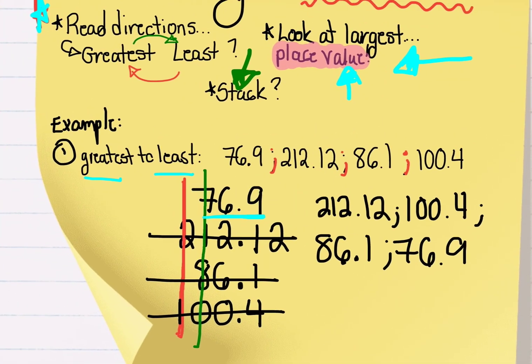Make sure that you're going in the right order. If it's asking for least to greatest, obviously put the smallest one at the beginning. If you're going from greatest to least, put the biggest one at the beginning. I will tell you that if you are going from least to greatest, I would find the biggest numbers and put them at the end. That's an easier way to organize it, I think.